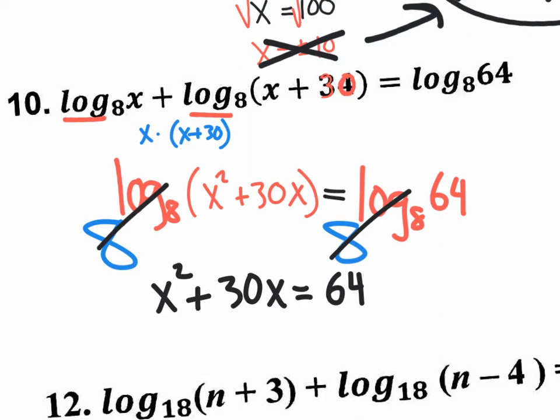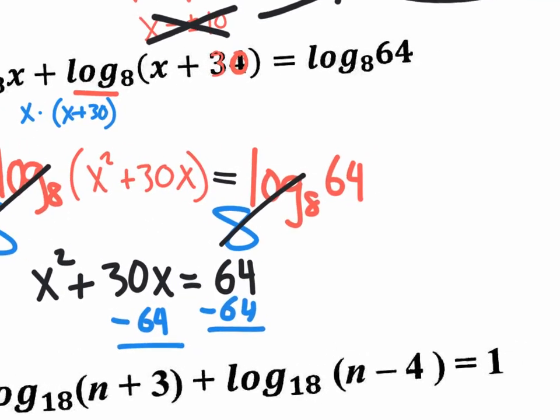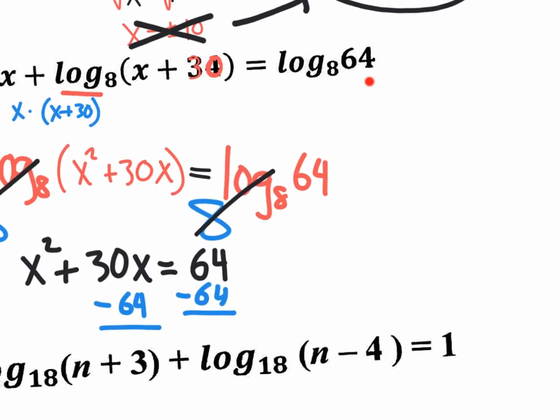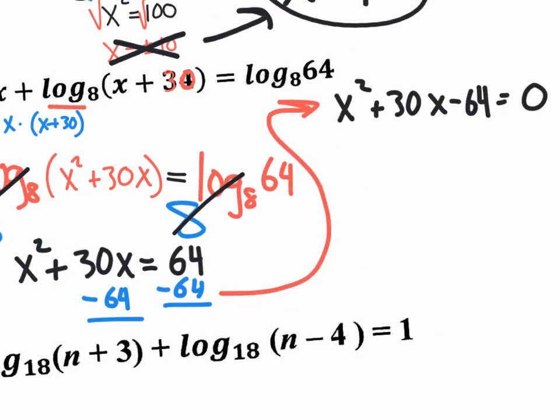Now from here I have a quadratic equation. I'm going to move the 64 to the left by subtracting 64. But of course I have run out of space, so let me move this over to the side and rewrite this equation up here. So we have x squared plus 30x minus 64 equals 0, and that could be factored.